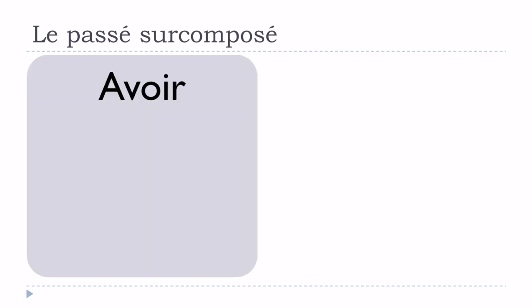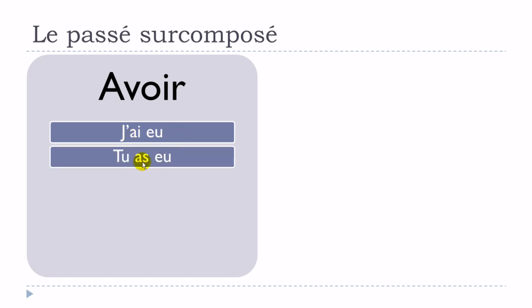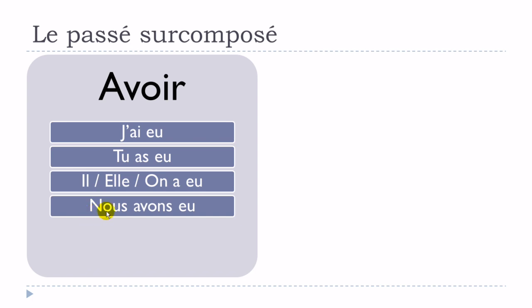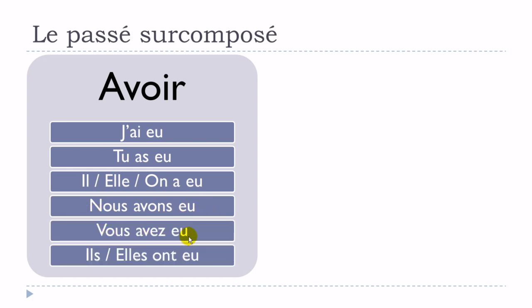So let's see now, and let's try to refresh a little bit avoir and être at the passé composé, because that's the part that we'll need to use when we construct this passé surcomposé. So avoir at the passé composé goes like that. J'ai eu, tu as eu, il, elle, or on even, a eu, nous avons eu, vous avez eu, ils ont eu, elles ont eu.